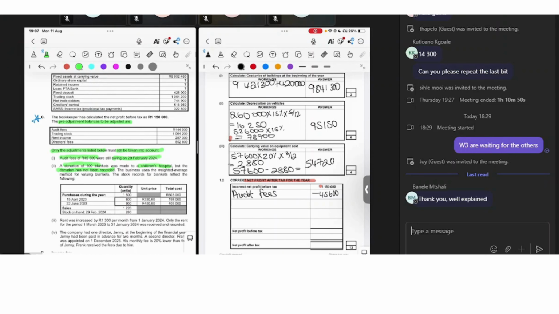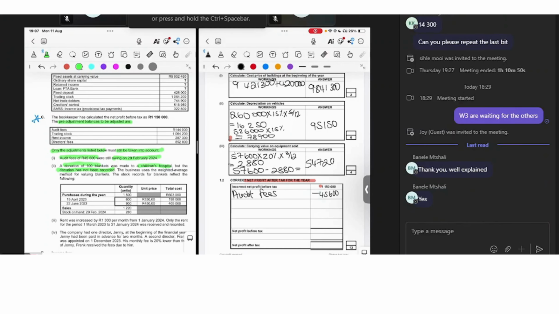Okay, let me repeat it. We are increasing audit fees. That part is not incorrect. We need to increase our audit fees. But then what is audit fees? An expense. And how do you get profit? Profit is income minus expenses. So if we increase expenses, we're increasing the minus. Is that making sense? We're decreasing our profit. Questions? What's your question? Are you saying you're good or do you have a question?